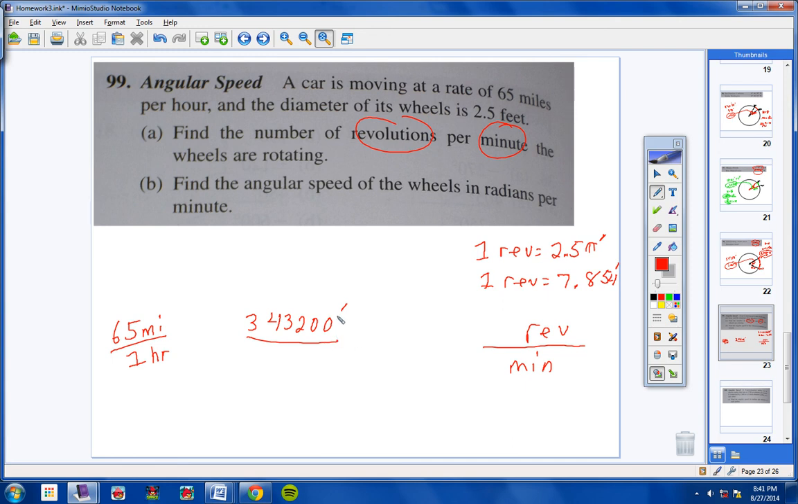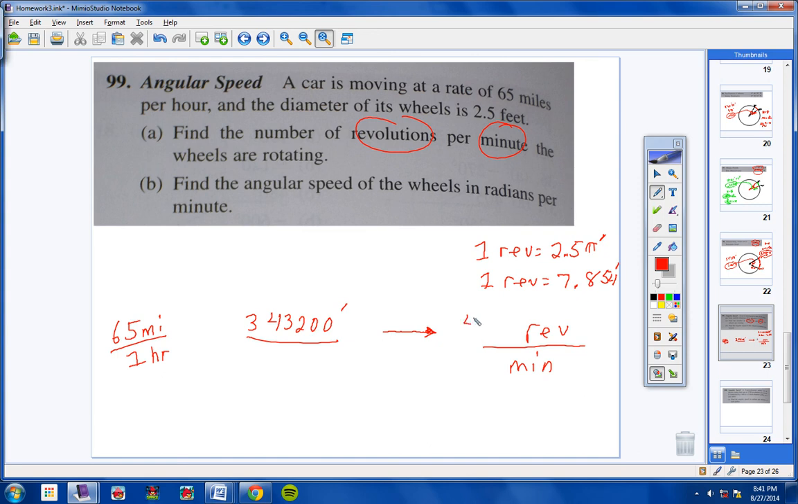Now I want to convert this over to revolutions. So let's think about this for a second. It's really not too hard to do, students. It's not too hard to do at all. Think about it. Every 7.854 feet, you get 1 revolution. So I'm going to take my 343,200 feet, I'm going to divide it by 7.854. I'm going to hit enter, and now I have this for my revolutions.